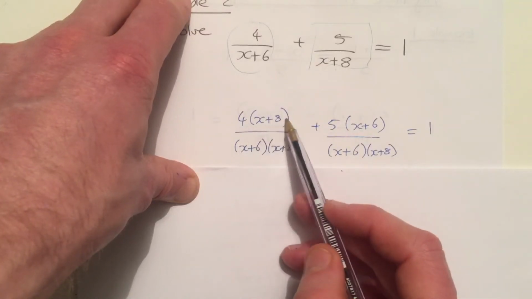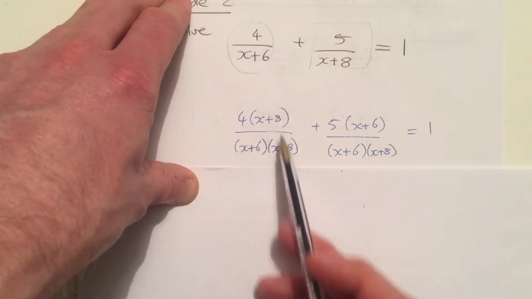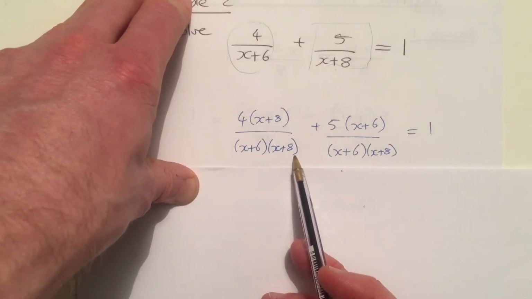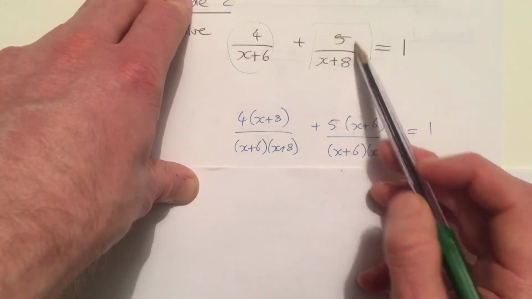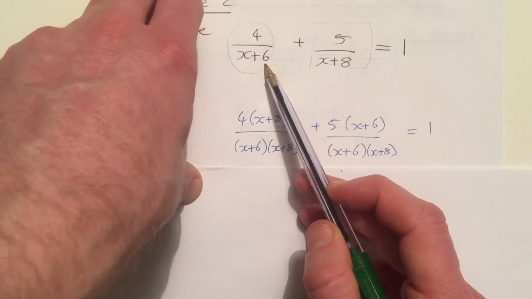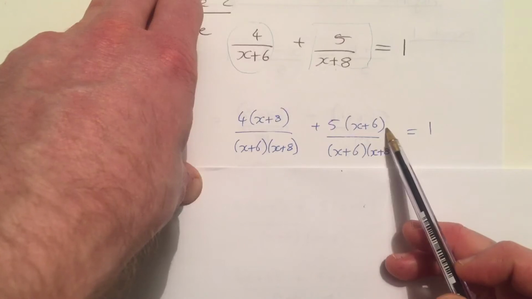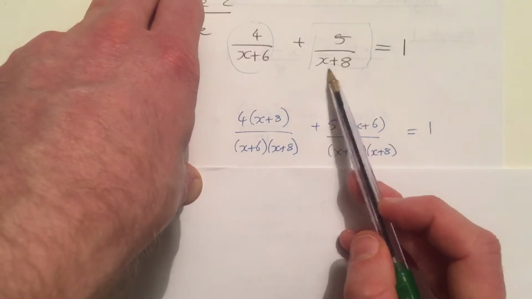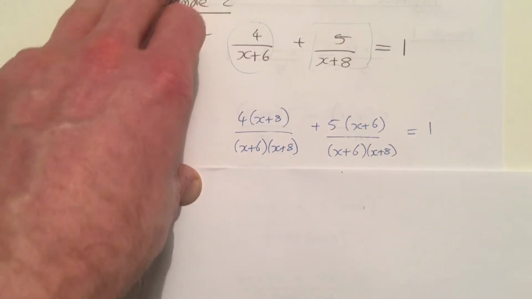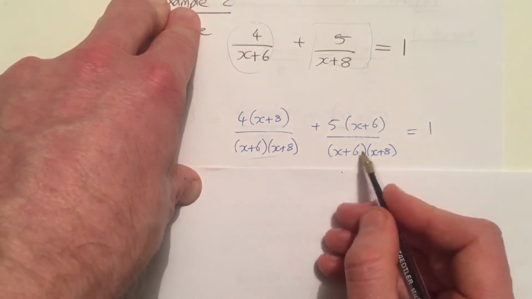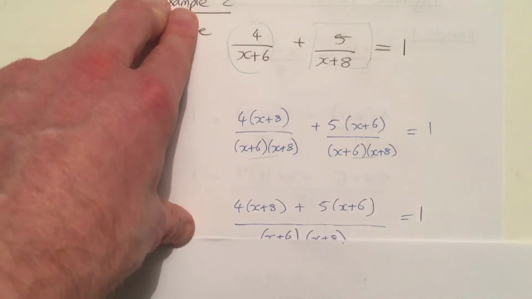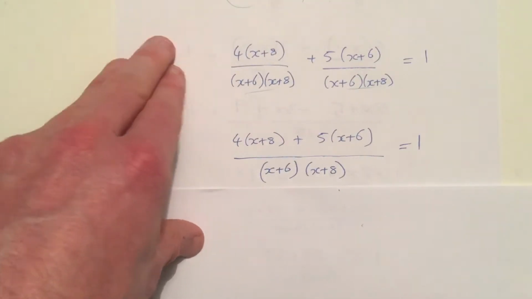So I've got 4 lots of x plus 8 and x plus 6 times x plus 8. And then I've times all of this by the x plus 6. So I've got 5 lots of x plus 6, and I've got x plus 6 times x plus 8. The point of doing that is I've now got a common denominator. So I can now write these as one single fraction.